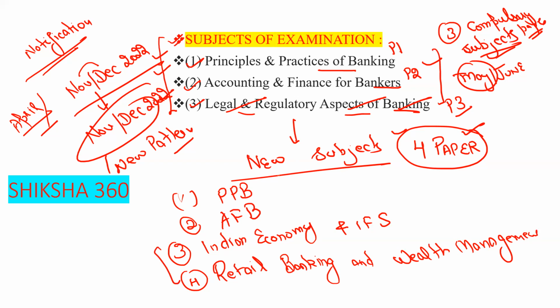That is, principles and practices of banking, and accounting and finance for bankers. Both the papers are basically the same in the previous syllabus and in the updated syllabus. In the previous syllabus, paper number 3, legal and regulatory aspects of banking, known as LRAB, is deleted. And in its place, two new subjects are introduced. First is the Indian economy and IFS, that is Indian financial system. Second is retail banking and wealth management.